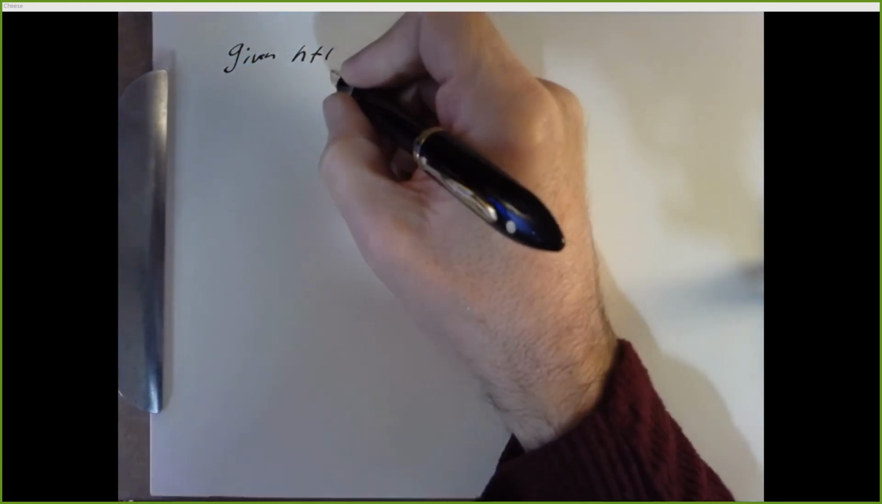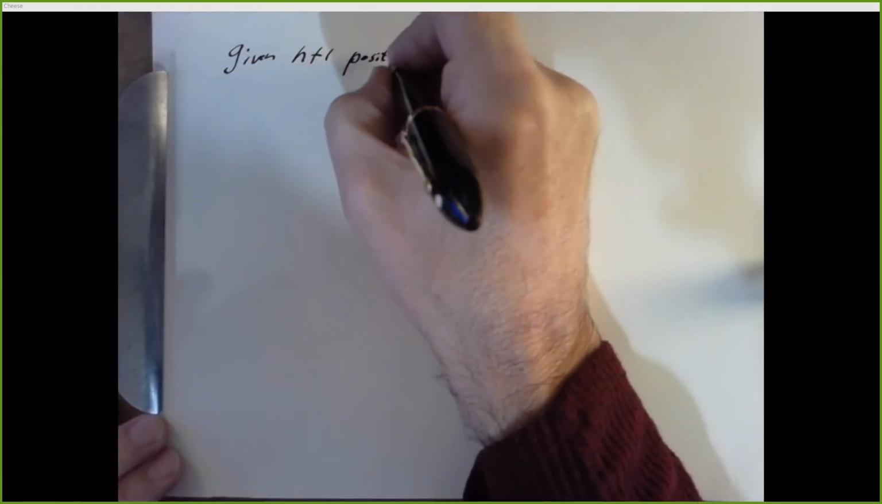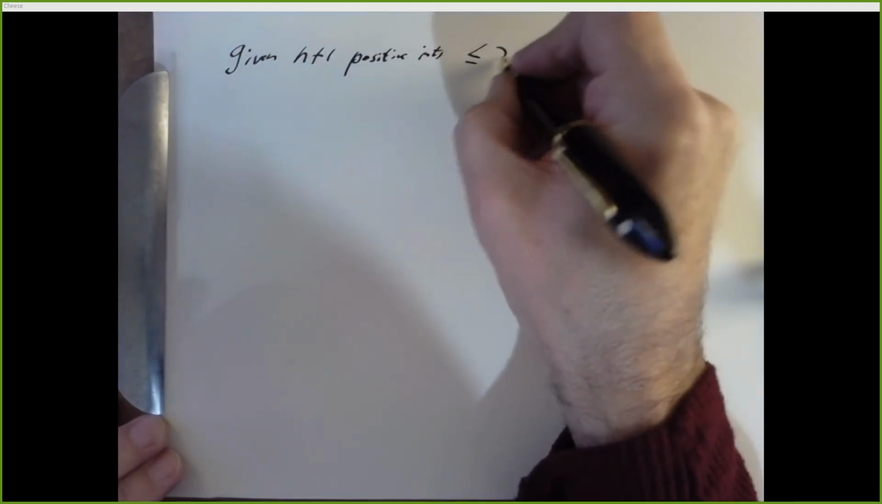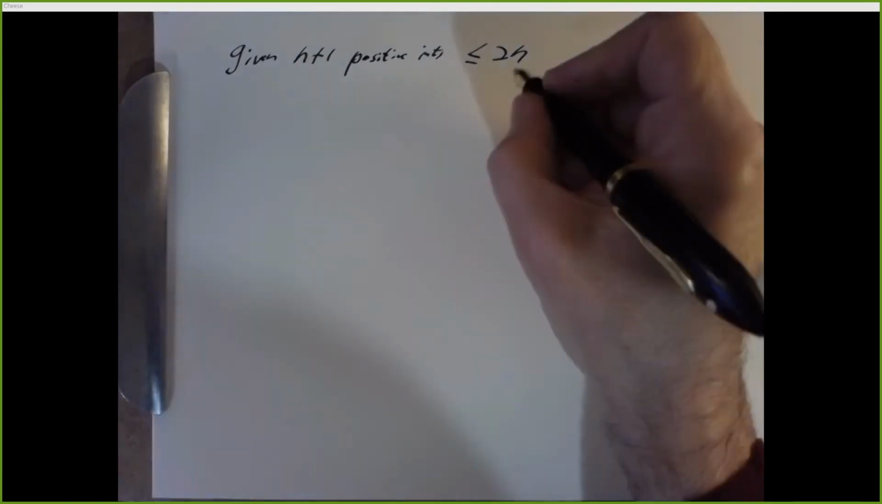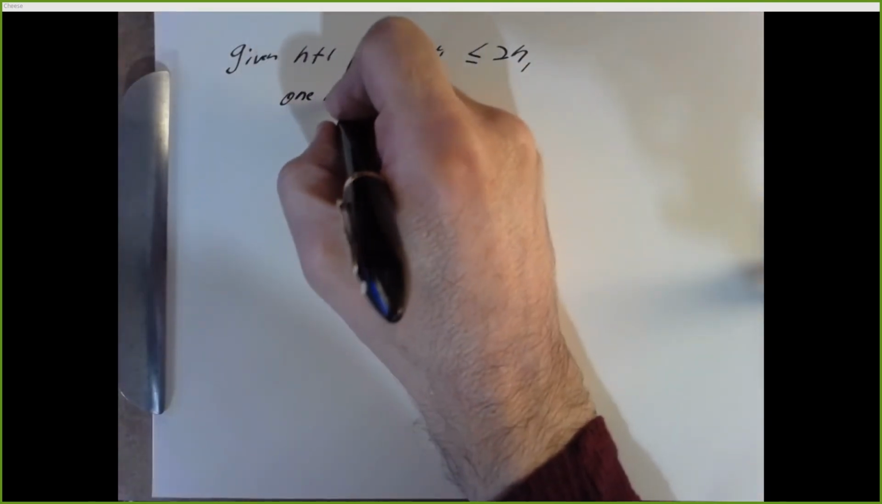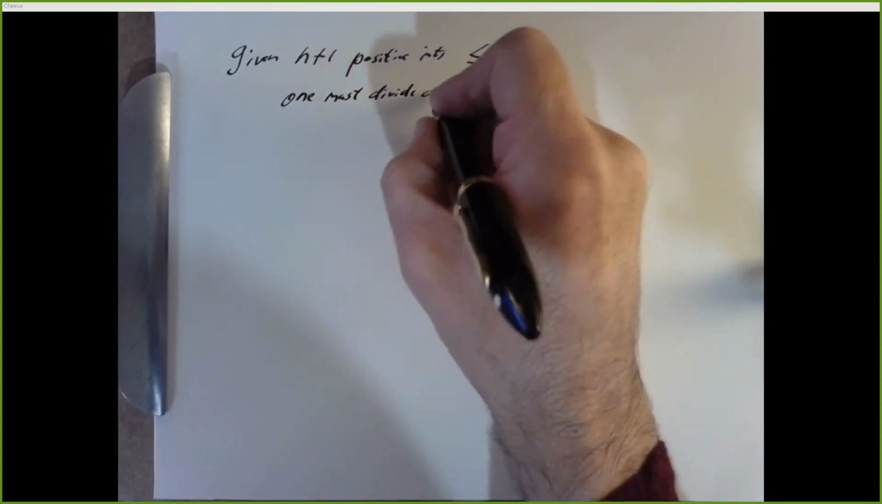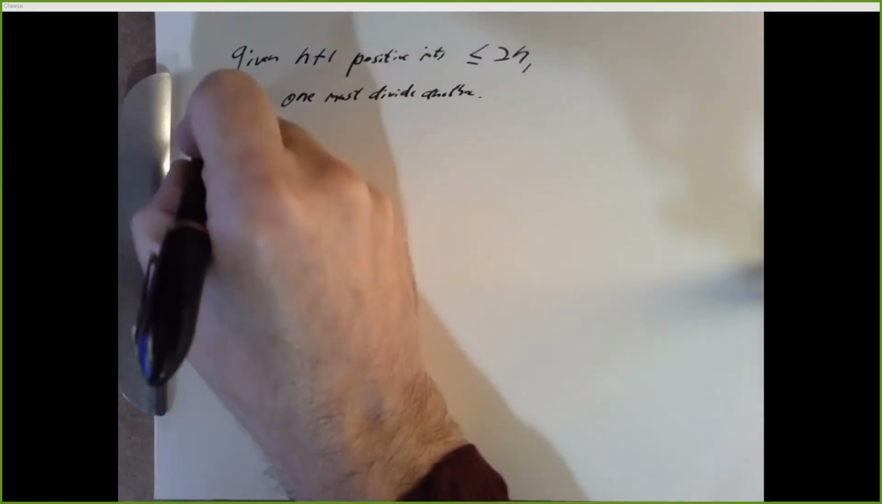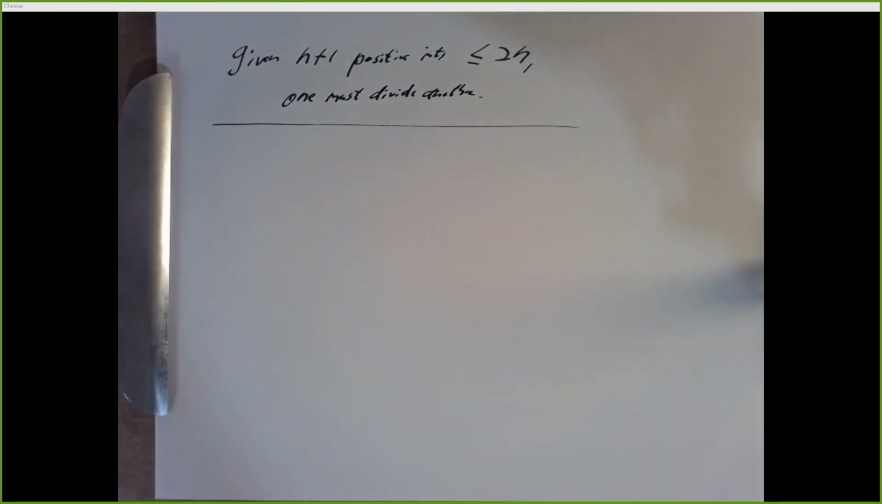All right. Let's do one more of these. Given n plus 1 positive integers, each less than or equal to 2n, one must divide another. So pick any positive integer n, and pick n plus 1 positive integers less than or equal to 2n. At least one will be a multiple of another.